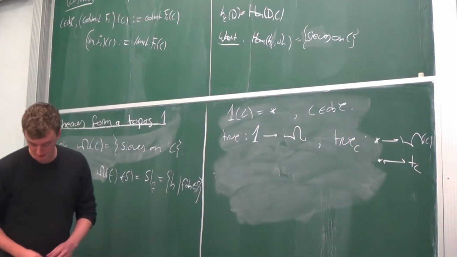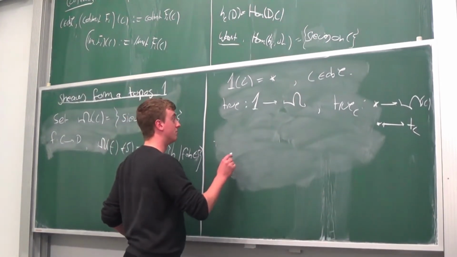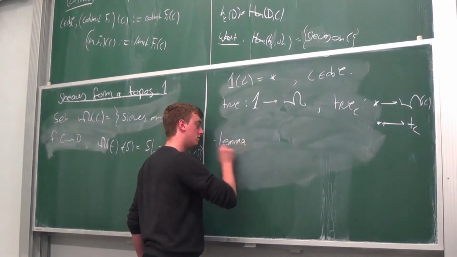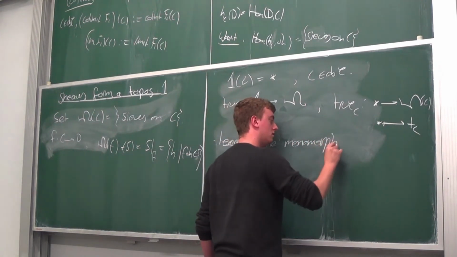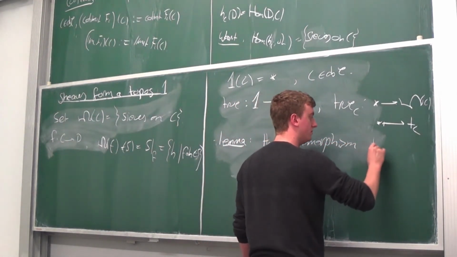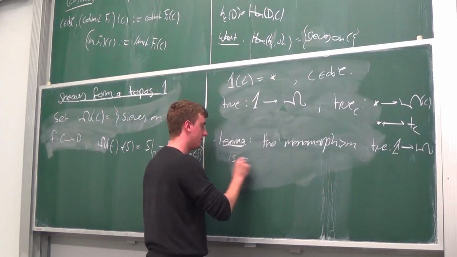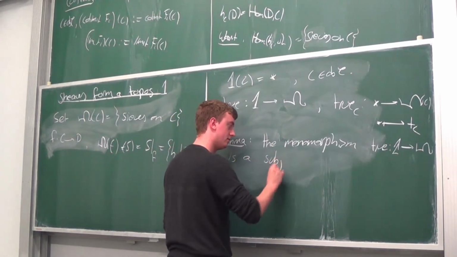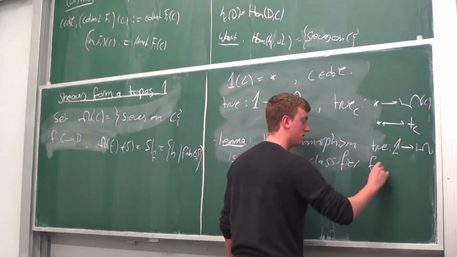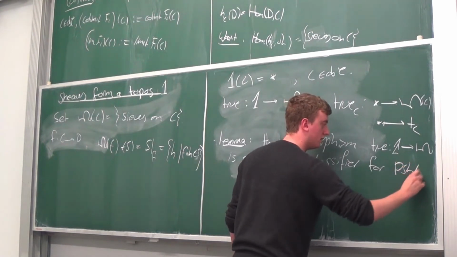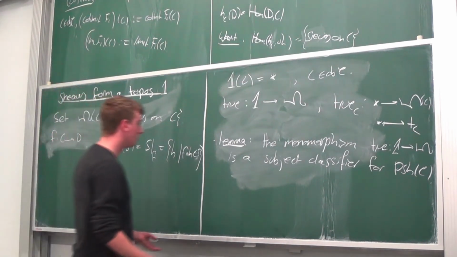So the claim I'm going to prove next is that this is actually a sub-object classifier. I'll put this into a lemma. I'm going to claim the monomorphism true, which I've just defined, is a sub-object classifier in presheaves.